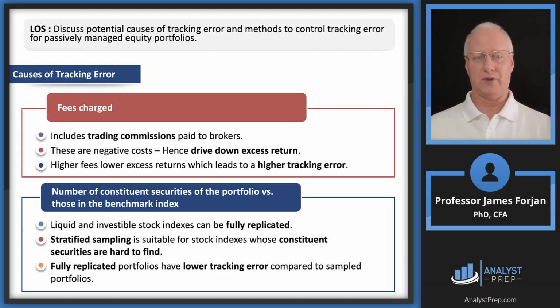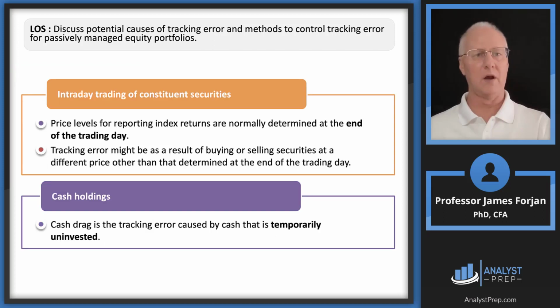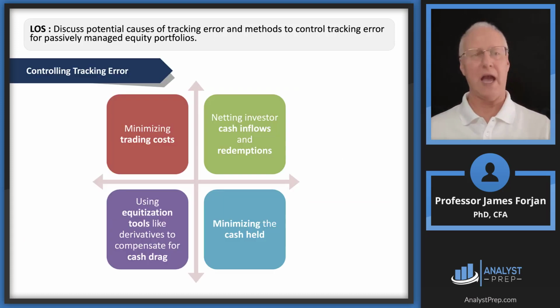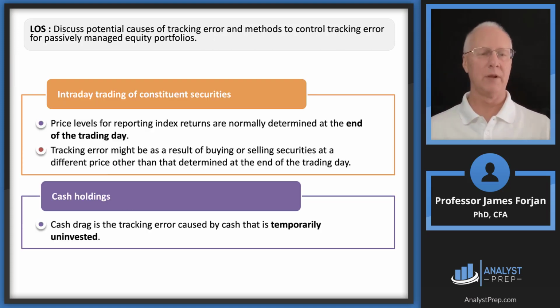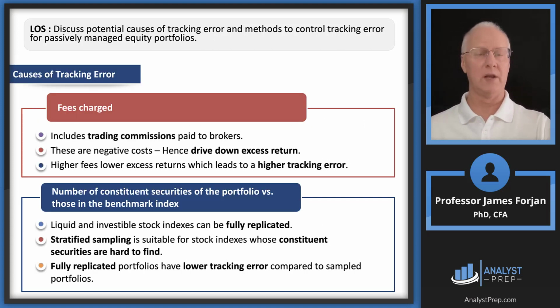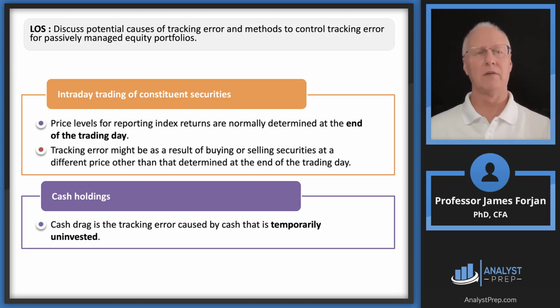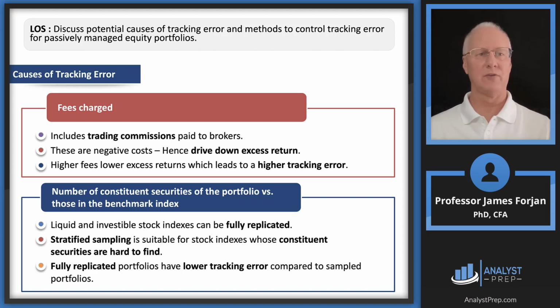All right, what are some other causes of a tracking error? Fees charged, number of securities in the portfolio, intraday trading, cash holdings. Let me go back here real quickly. This was a question at the end of the reading. I forget exactly what it said, but there was a question on tracking error and the source of tracking error. And one of the answers was like stratified versus full replication. And one had something about cash drag in there. So remember these four as causes of tracking error.